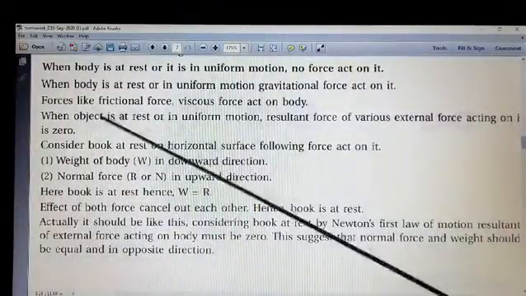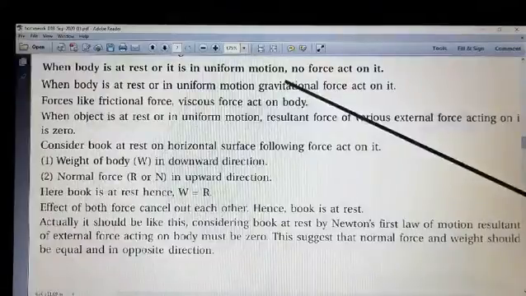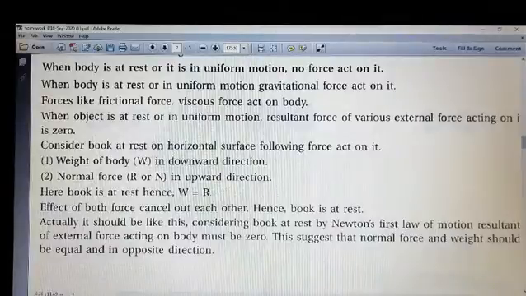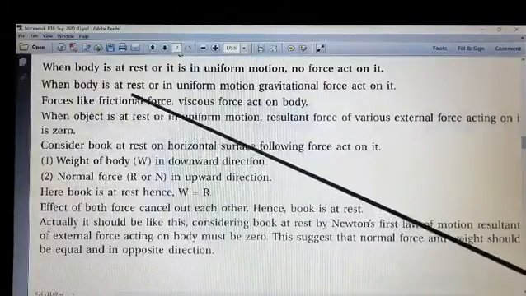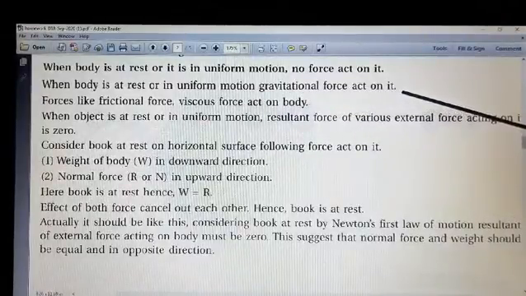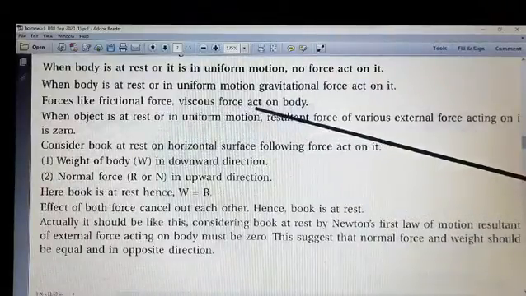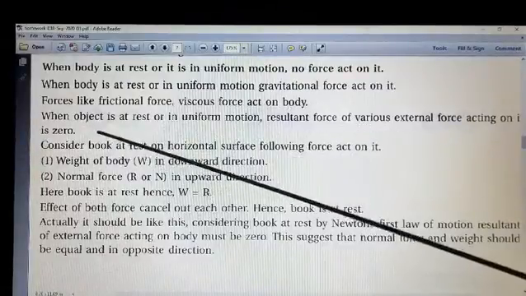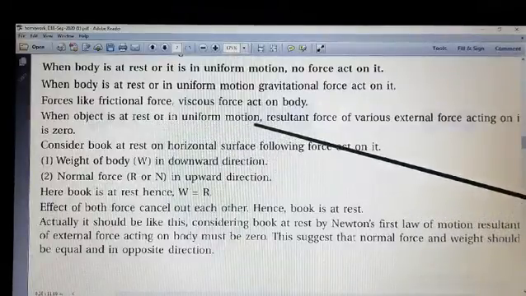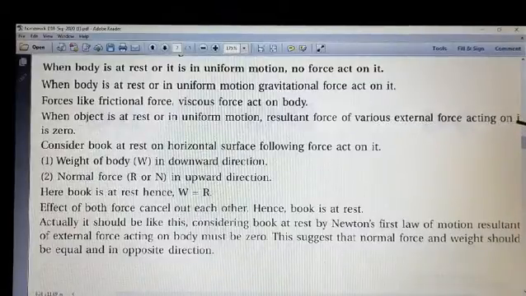Next question: when a body is at rest or in uniform motion, no force acts on it? When a body is at rest or in uniform motion, gravitational force acts on it. Forces like friction force and viscous force act on the body. When an object is at rest or in uniform motion, the resultant of the external forces acting on it is zero.